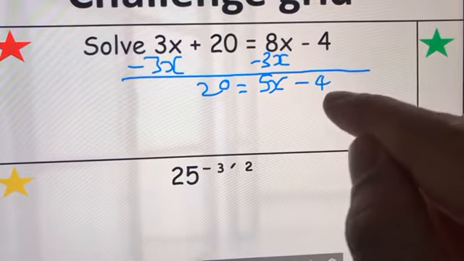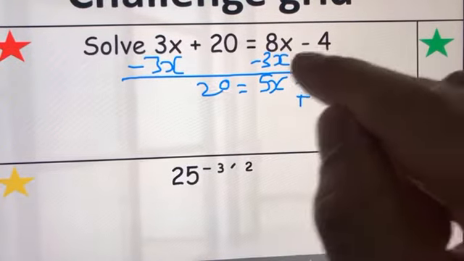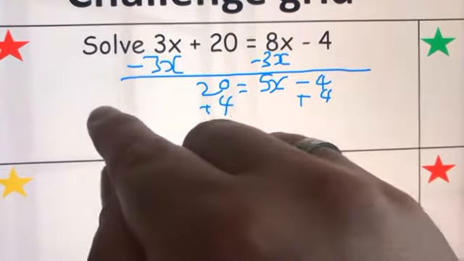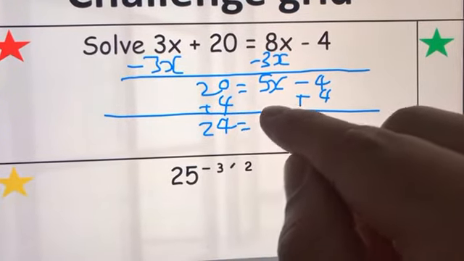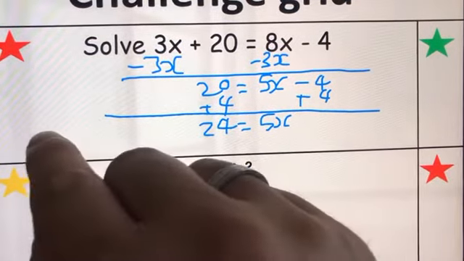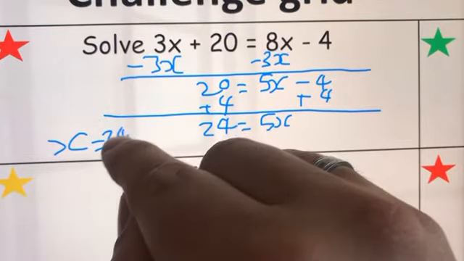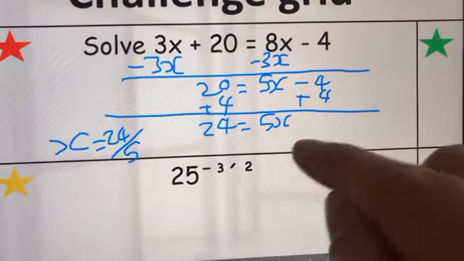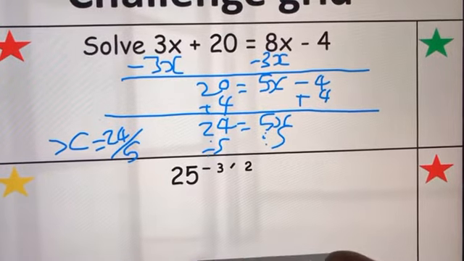Then I'm going to get rid of the minus 4, so I'm going to add 4 to both sides. If I add 4 to this side, I get 24 equals 5x. It's not going to give us a nice answer, but if I divide both sides by 5, I end up with x equals 24 over 5. And it's not going to get any simpler than that. Right guys, that's worth 1 point.